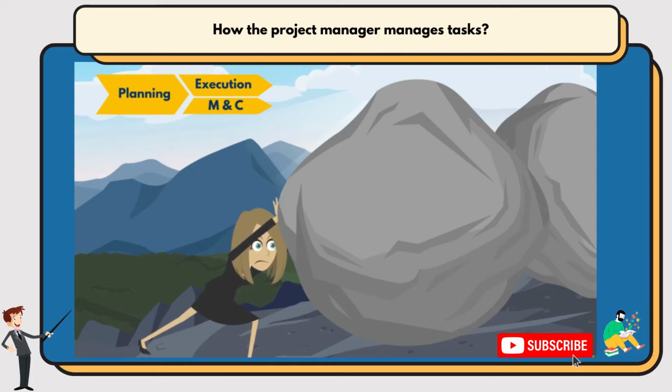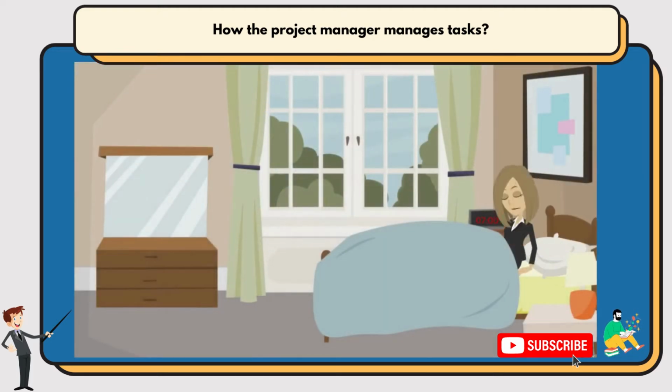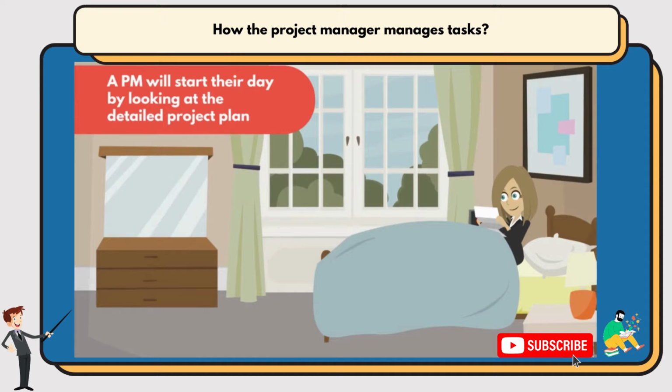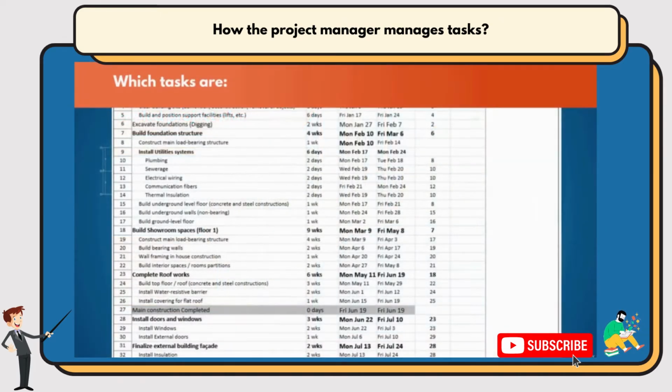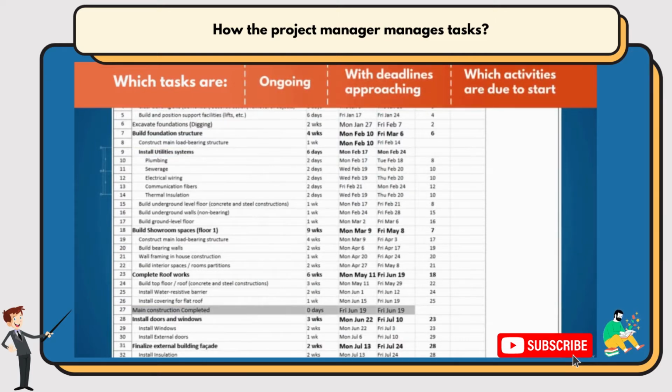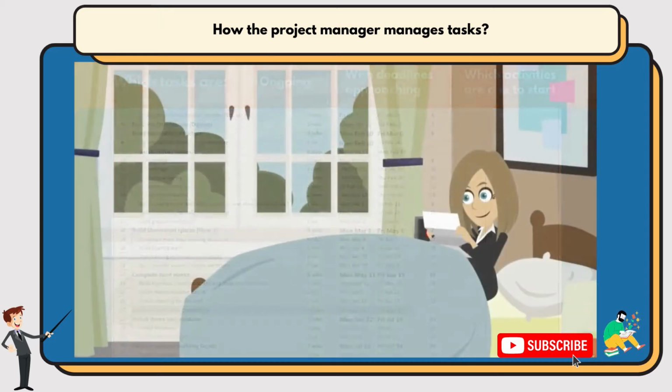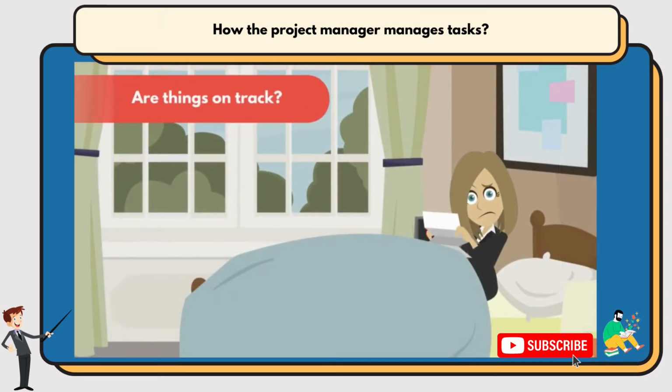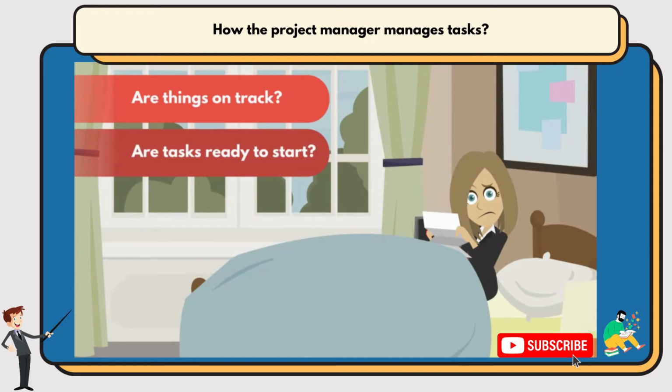But how? Well, every project manager worth their salt will start their day by looking at the detailed project plan. This is where the project manager can see which tasks are ongoing, which deadlines are approaching, and which activities are due to start. They must ask themselves, are things on track? And are tasks ready to start?